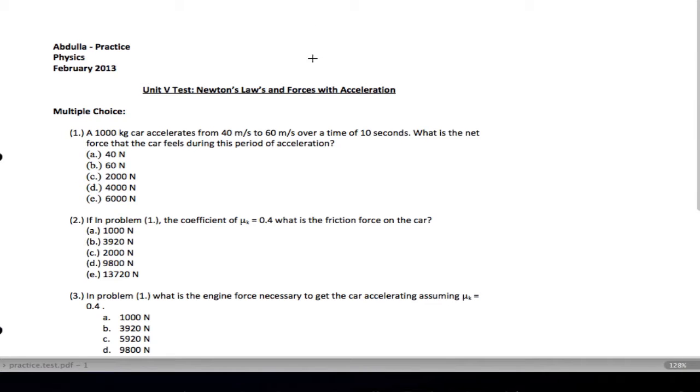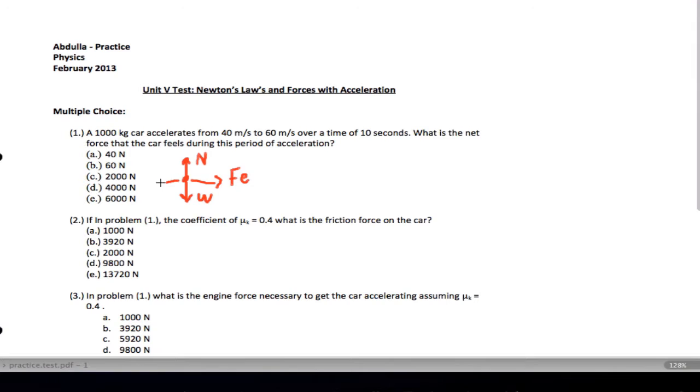I'm going to do some exam solutions for this practice test, and hopefully this will help you get ready for the exam on Monday. Now, with all these problems, we want to have free body diagrams. So for question number 1, 2, and 3, I'm going to just use the free body diagram. I'll just recycle it for each problem.